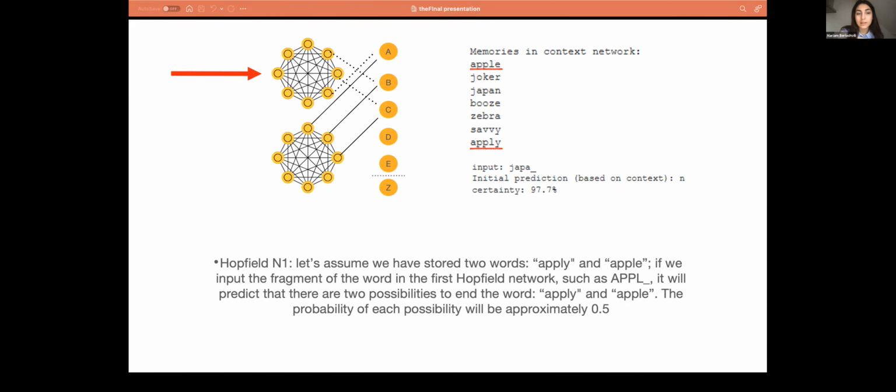And because Japan is the only word on the list that starts with that pattern, it will predict almost with 100% certainty that the next letter is going to be N. However, for instance, if we input APPL, which is shared by the two words, Apple and Apply, it will say that the probability that the next letter is either E or Y is approximately 0.5 for each of them.